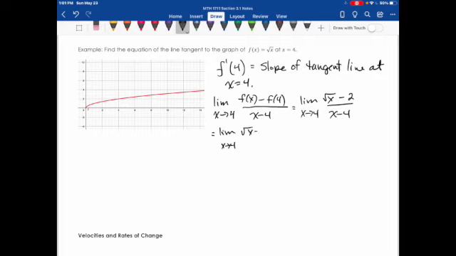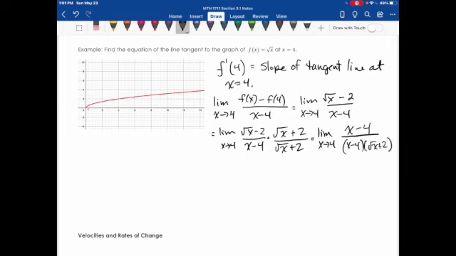Now I'm going to use the conjugate trick because we can't at this point use direct substitution in limit laws. So I'm going to multiply the top and the bottom by the square root of x plus 2 over the square root of x plus 2. And that will give me the limit as x approaches 4 of x minus 4 over x minus 4 times the square root of x plus 2.